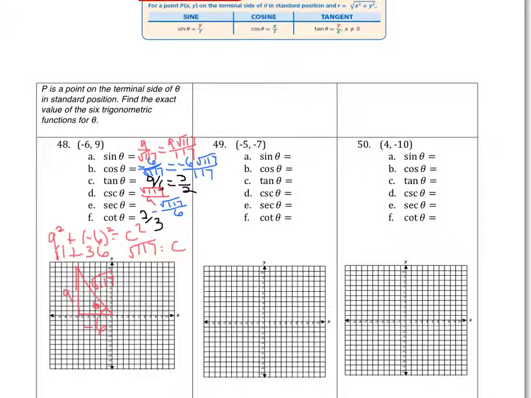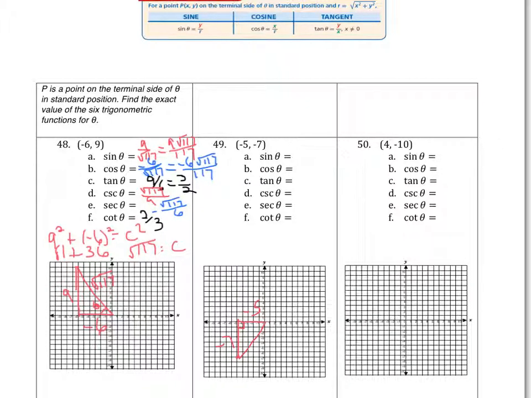Go ahead and pause the video and try number 49. So let's plot the point first. We have -5, -7. So we're going to go -5 and down to -7. We're going to drop a perpendicular here over to the origin and then our hypotenuse. And we know that we went -5 on the x and -7 on the y.